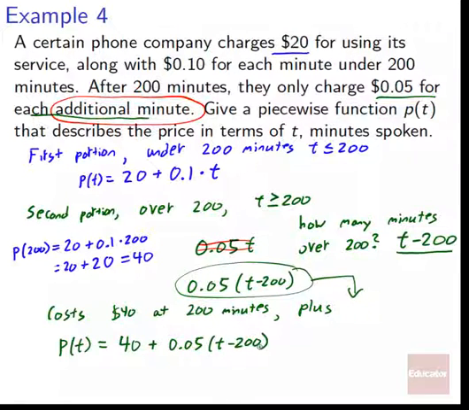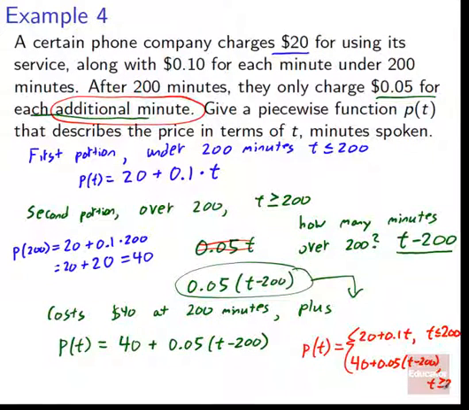So our function has been broken into two pieces. So we've got a piecewise function here, p of t equals 20 plus 0.1 t when t is less than or equal to 200, and 40 plus 0.05 times the minutes over 200, that is t minus 200, when t is greater than or equal to 200.